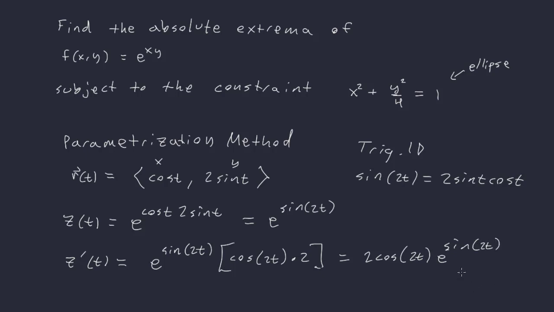All right, now you might be thinking that this looks horrible because now we have to set this equal to 0 and solve, but I'll set your mind at ease a little bit with the fact that this e to the stuff is always positive, right? So we can just ignore it, and the 2 is not going to bother us out here either. Really, all we need is to know when cosine of 2t is equal to 0.